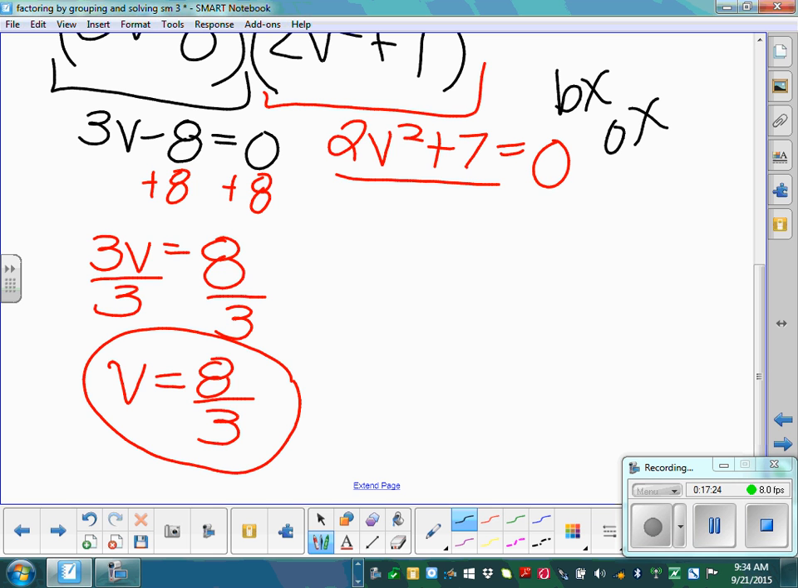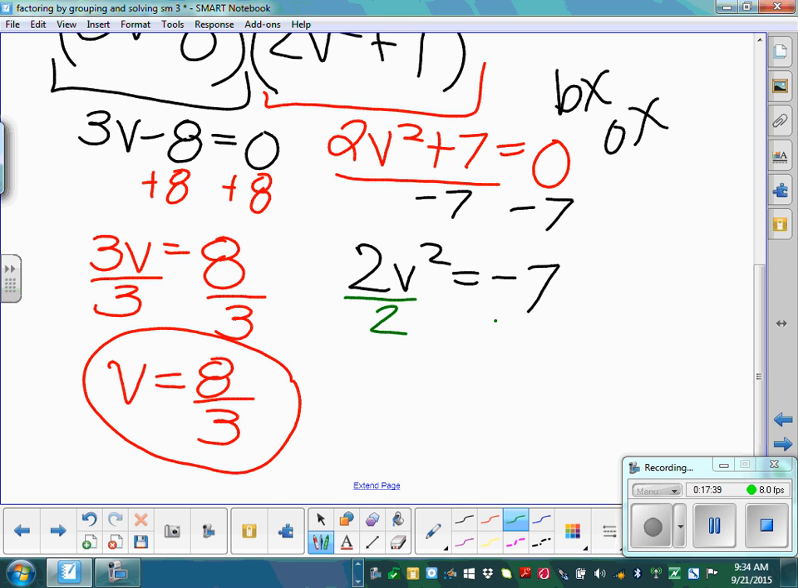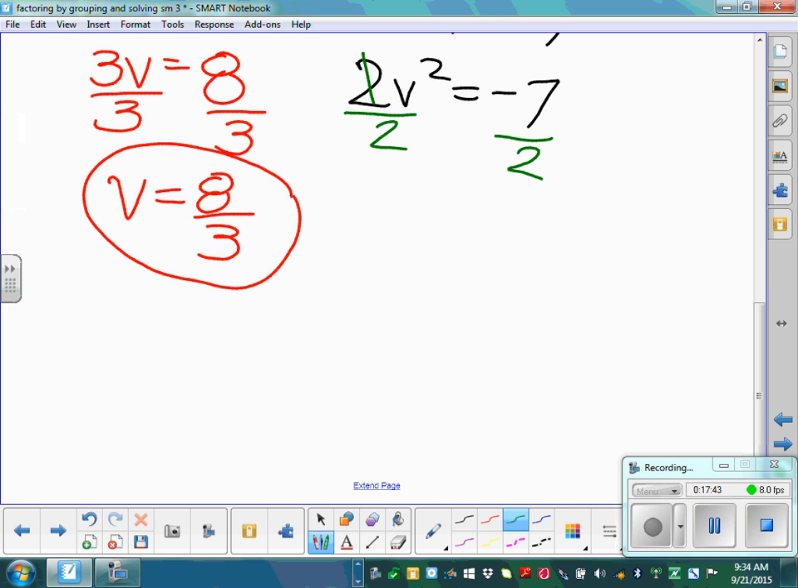So let's get b squared all by itself. So I'm going to subtract 7. So I have 2b squared is equal to negative 7. Now, b squared is still not by itself yet, so what do we do? Good, divide both sides by 2. So then I have b squared is equal to negative 7 over 2.